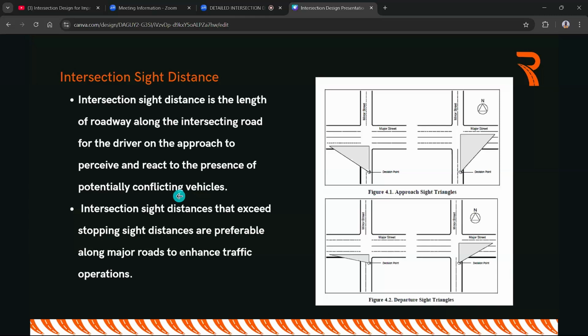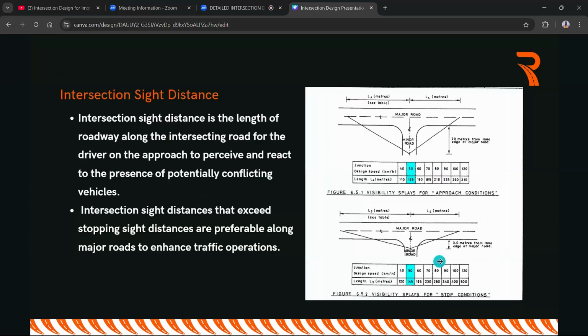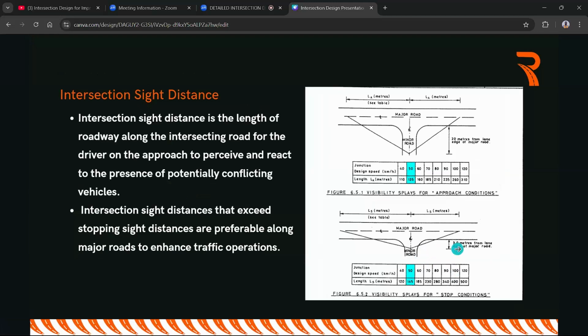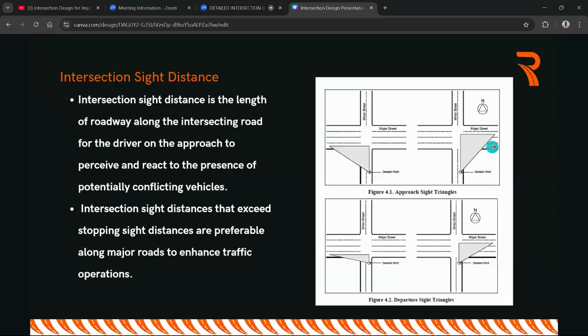But when it comes to departure sight triangles, this is ideally for stop conditions. You can see you are making this decision when you are only 3 meters away from the center line, which means you're already in the intersection per se. You are closer, but you will have a bigger view when it comes to length LS. LS is bigger when you are departing in this condition, so the hypotenuse of these visibility triangles or sight triangles is a little bit bigger than usual.